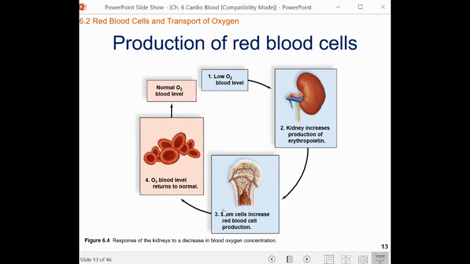Here you could see this as a flow chart. Low oxygen levels in the blood stimulates the kidney to produce erythropoietin. That makes it to the red marrow of the bone cells, which causes additional red blood cells to be produced, returning your oxygen levels back up to normal.